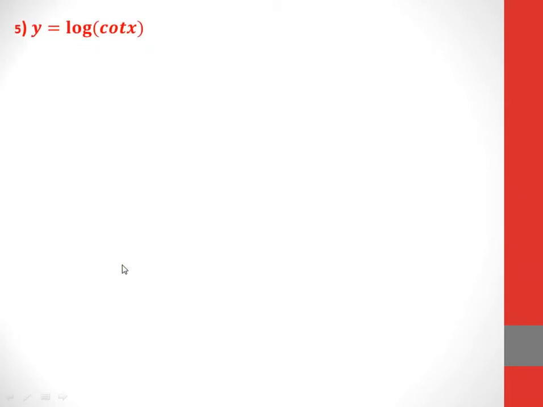Now let us take another example, y is equal to log of cot x. So what is the original function? The original function is log x, where the base is by default e. So the given function looks like y is equal to log x. So the derivative of log x is very simple, 1 upon x.